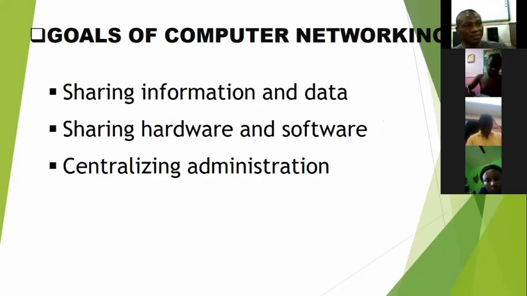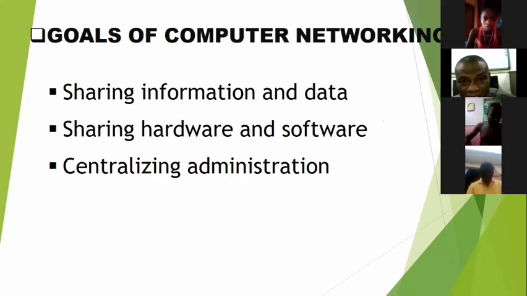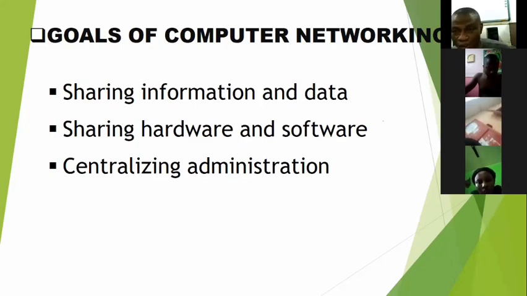Another thing is centralization of administration. For instance, I'm administering this lecture to you from a centralized point. You are distributed, so I can coordinate you as if we're in a classroom. We call this a virtual classroom. You are not here, but I'm coordinating, sending you information about this course and giving you lectures on a coordinated platform. So centralization of administration is another rationale for networking.